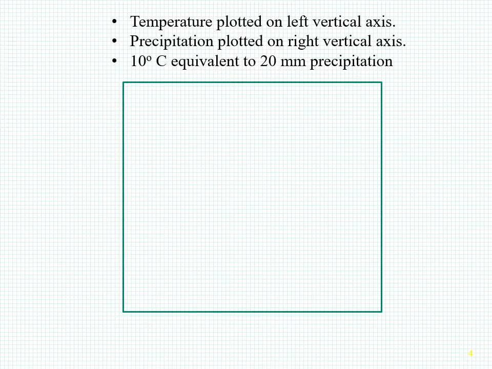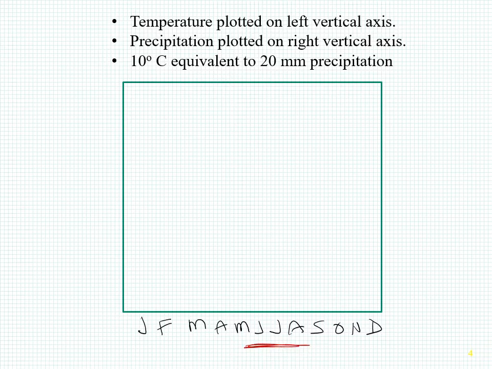Here we're going to make our own climatograph. Across the x-axis, I'm going to put the months of the year: January, February, March, April, May, June, July, August, September, October, November, and December. The way these months are put is the way we normally put the months, where the summer months are in the middle of the graph.